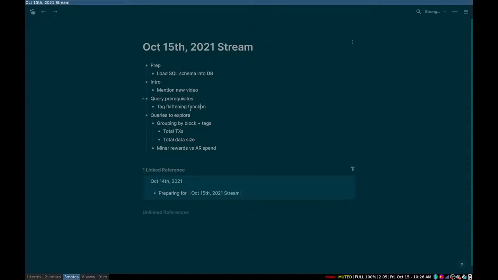Query prerequisites. So the things I want to do is just explore this data a little more in Metabase. We sort of dug straight into that because once they get in there, it's just like, oh, what queries can I run?